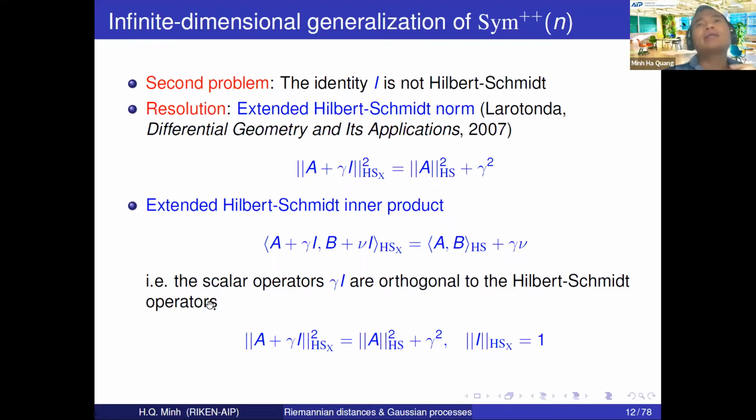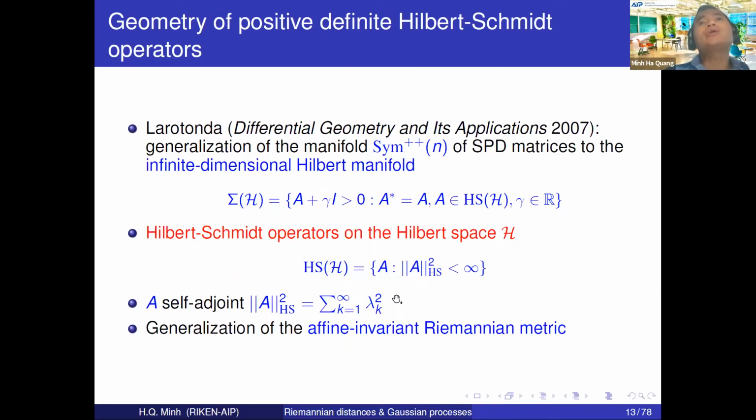And so if we define it like this, then the extended Hilbert-Schmidt operator is equal to 1. So it's something we call a form of compactification, because instead of infinity, we actually compactify so it's equal to 1. So this is actually a Hilbert manifold. The generalization of the set of SPD matrices to the infinite dimensional setting is actually a Hilbert manifold.